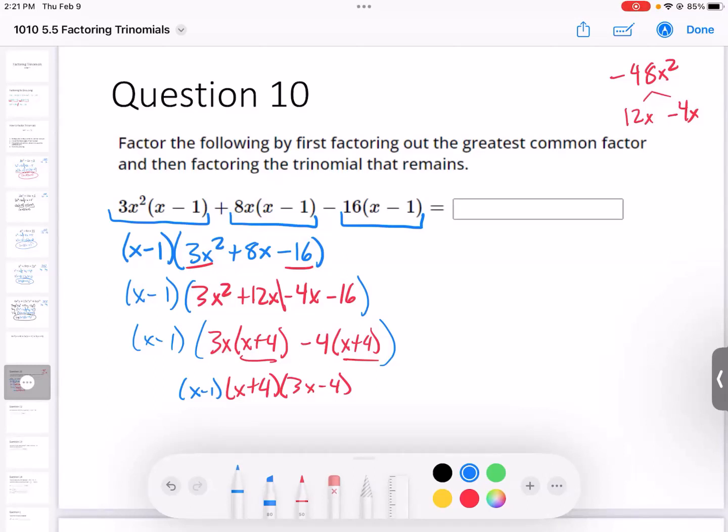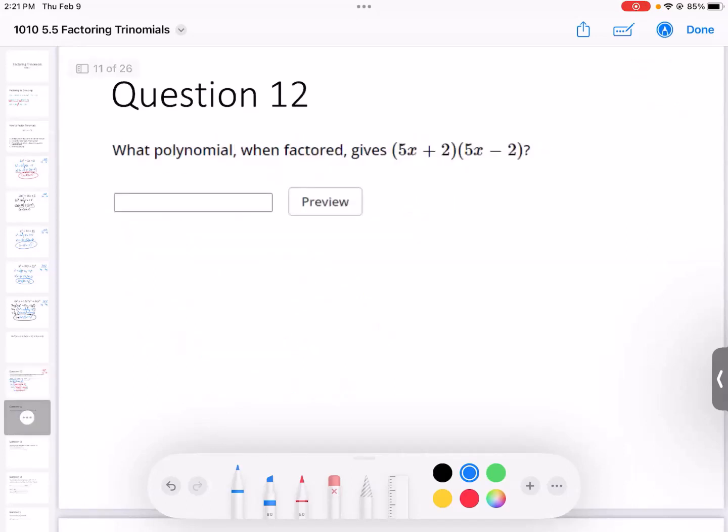I have a couple other questions that might be helpful to just go over quickly. On question 12, they're asking what polynomial when factored gives you this. So they're giving you the factored form and they're asking what polynomial would be factored to be that, which basically means you just multiply those together to expand out the polynomial. Because remember, factoring undoes the multiplication, or the foiling, repeated distributing that we did a couple lessons ago. So on number 12, you would basically just FOIL this out, multiply these terms together.